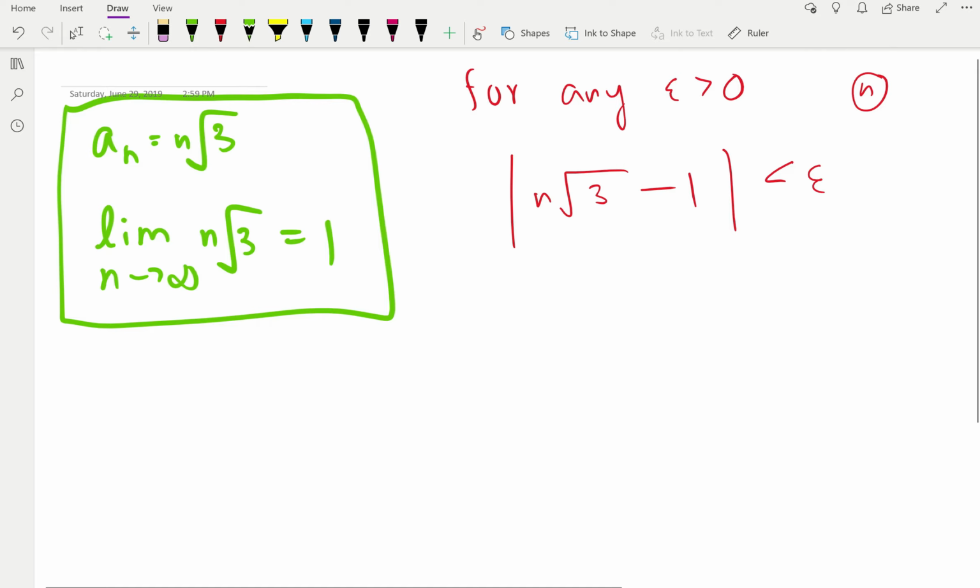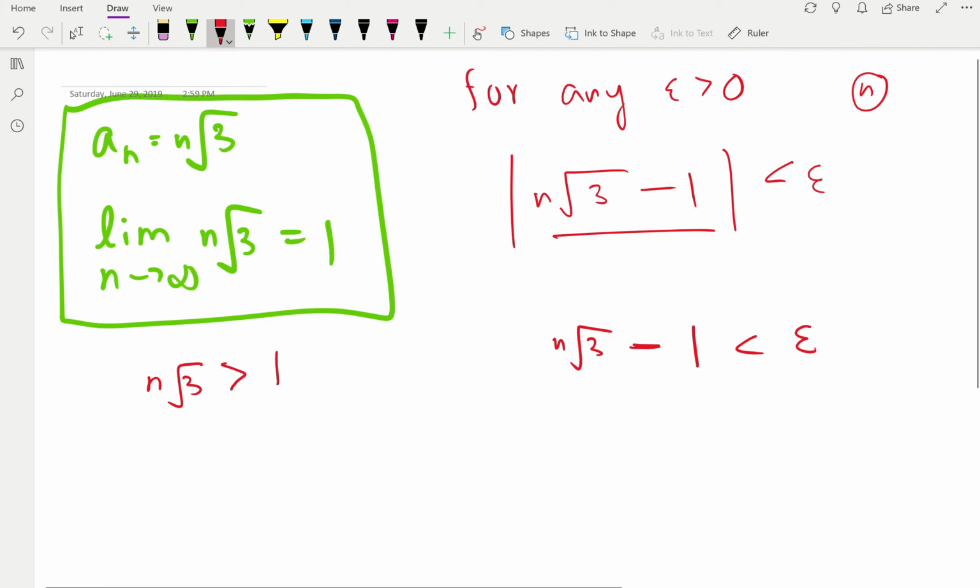Well, we can drop the absolute value here, okay. Because the difference between the nth root of 3 and 1, no matter what n you have, n is a positive natural number, is always going to be positive, always a number greater than 0. Now why is that? Well, think about this. The nth root of 3, no matter what positive n you have, is always going to be a number greater than 1.